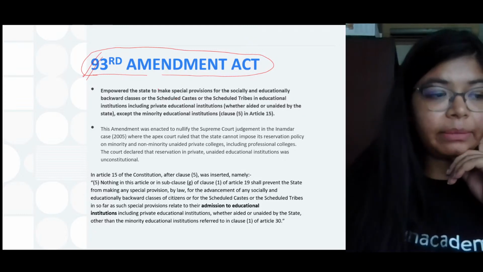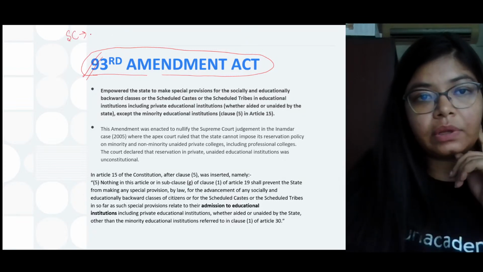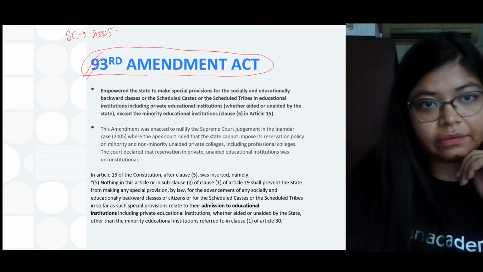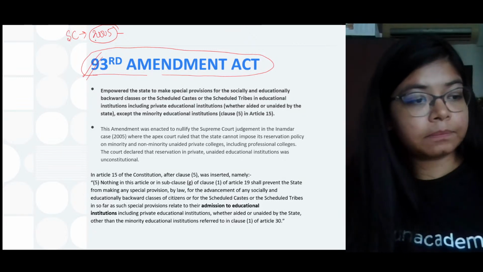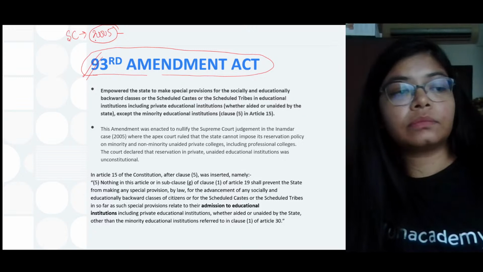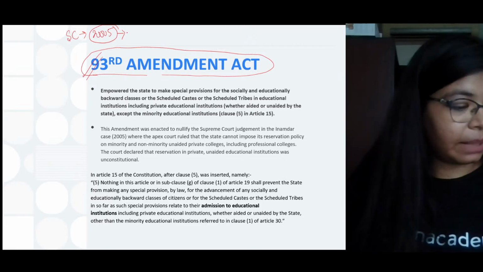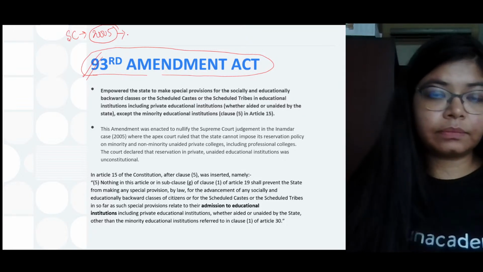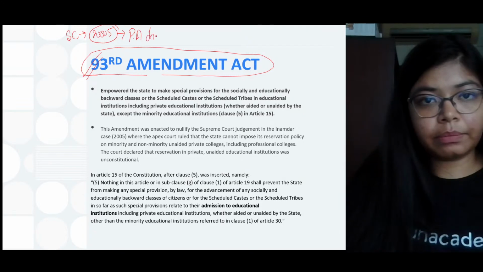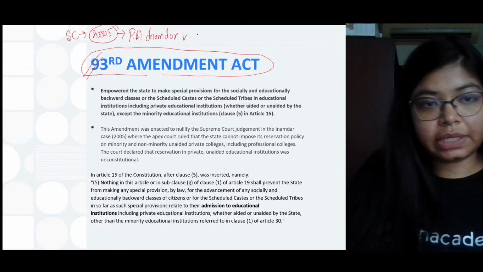Before we discuss the 93rd Amendment Act, all right, let's begin from a Supreme Court judgment, okay, which came in 2005. Anybody? Can you please type in the comment section which judgment am I talking about? So this is PA Inamdar, okay, versus State of Maharashtra. Fine.